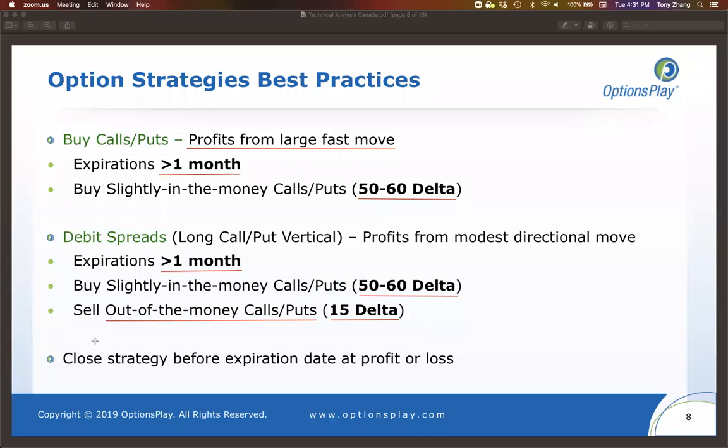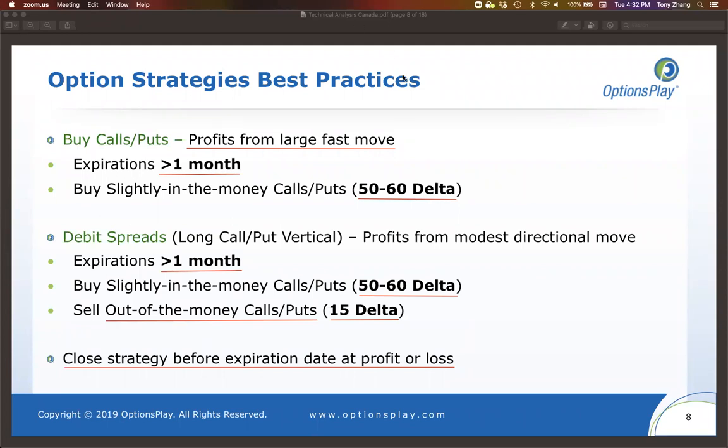So both of these two strategies, because you're net long the option, you want to close these strategies before expiration date, either at a profit or a loss. But if you're buying a call or if you're buying a debit spread, you always want to make sure you sell off that position prior to expiration.